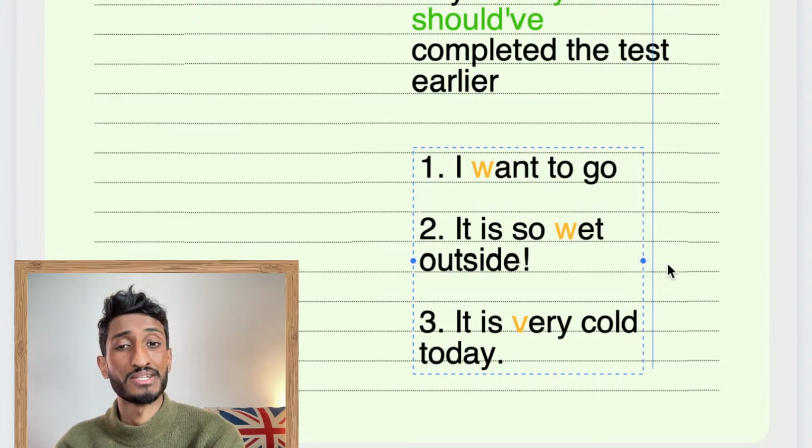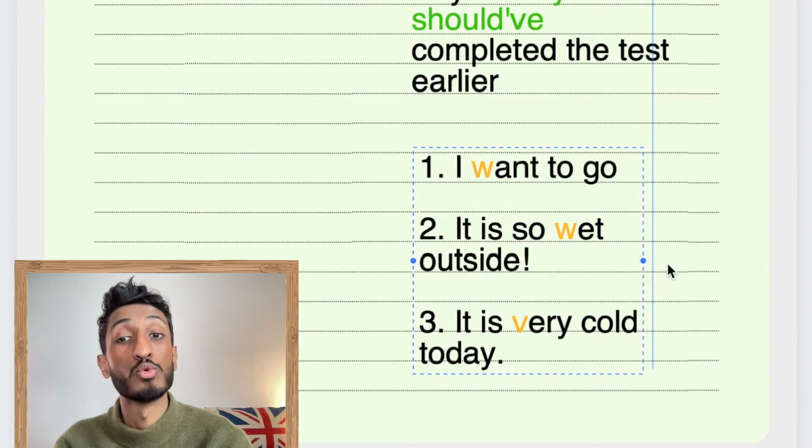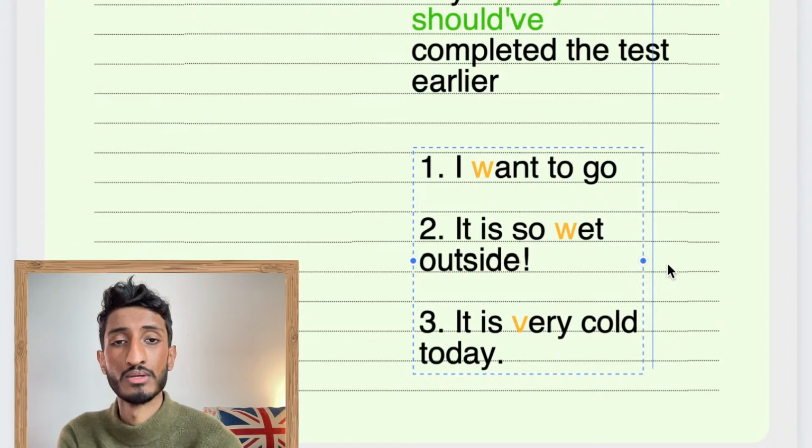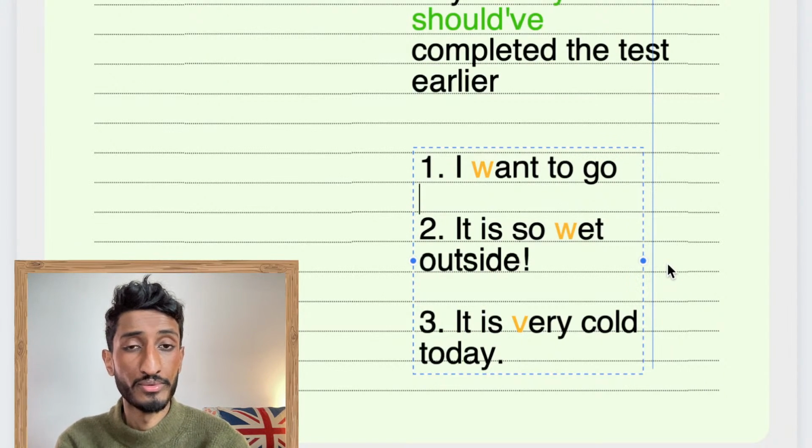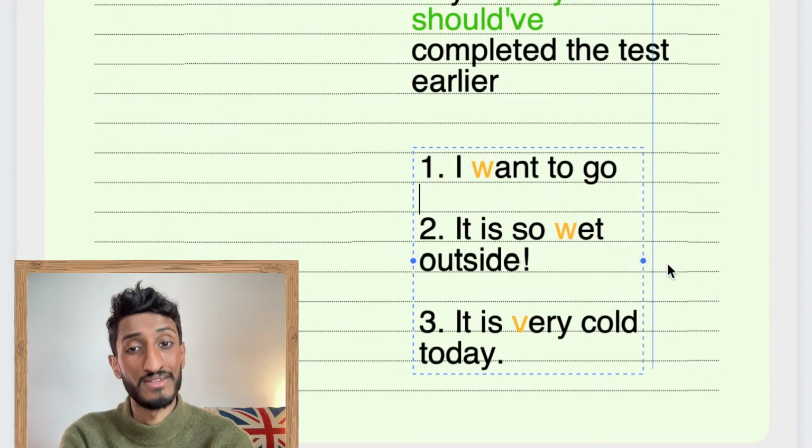Now let me read it in the British accent for you. I want to go. It is so wet outside. It is very cold today.